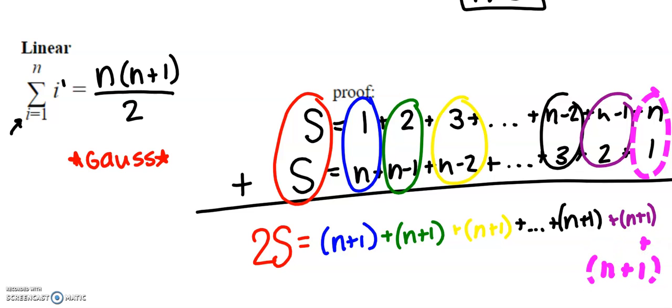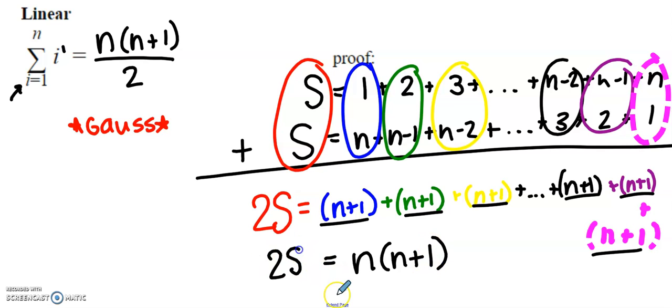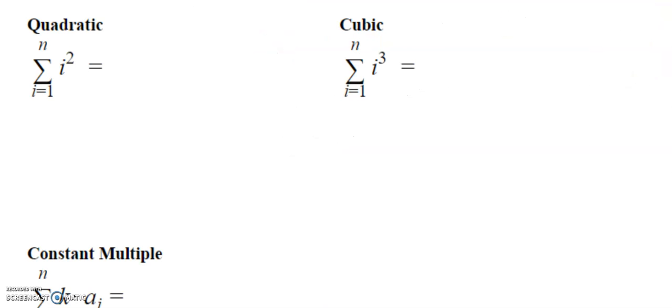All right, well, how many n plus 1s do I have? 1, 2, 3, dot, dot, dot. I have n number of n plus 1s is equal to twice the sum, which means that the sum I'm looking for is equal to n times n plus 1 divided by 2. Now, are you responsible for that formula? Yes. Are you responsible for being able to reprove it? No, but it's kind of a cool proof when you think about it. All right. The next ones we won't prove in here.